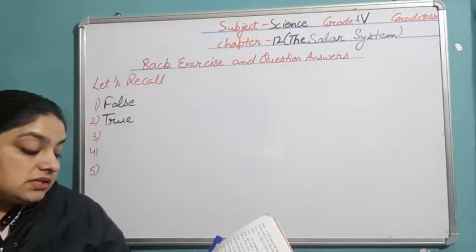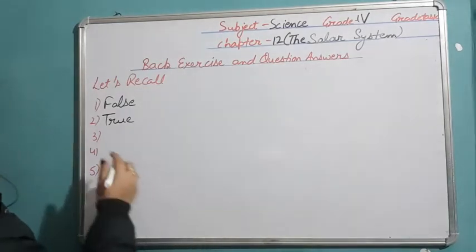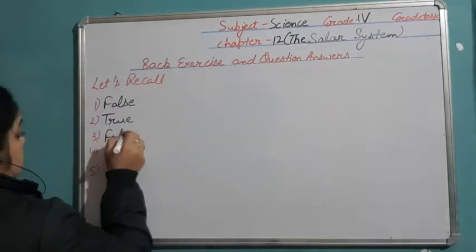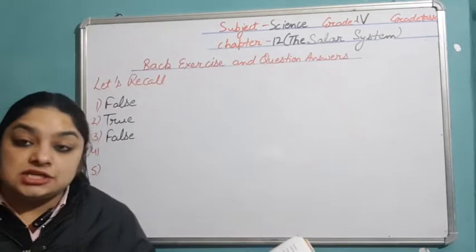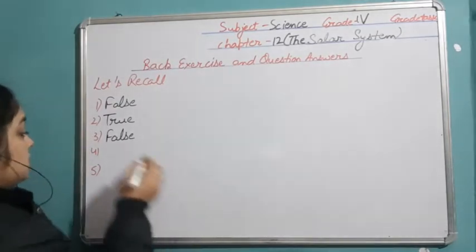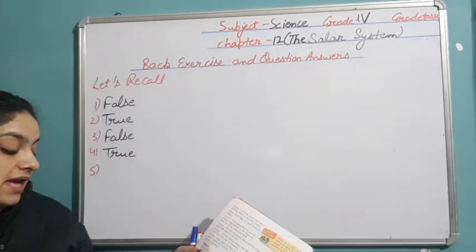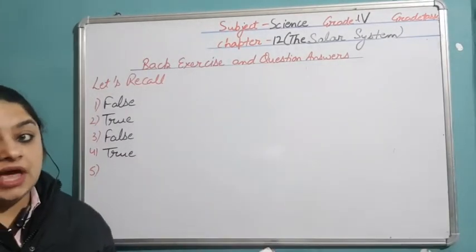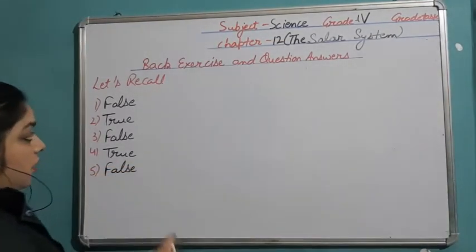Third is Venus is the smallest planet. No. Mercury is the smallest planet, not Venus. So this is false. Jupiter is the largest planet. Yes, it is. So this statement is true. Venus has two moons. No, Venus doesn't have any moon. So this one is false.